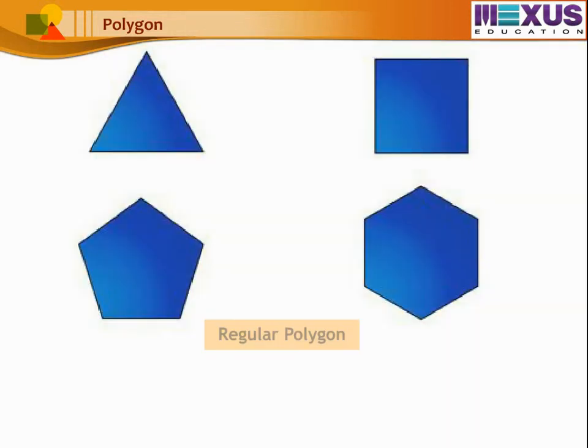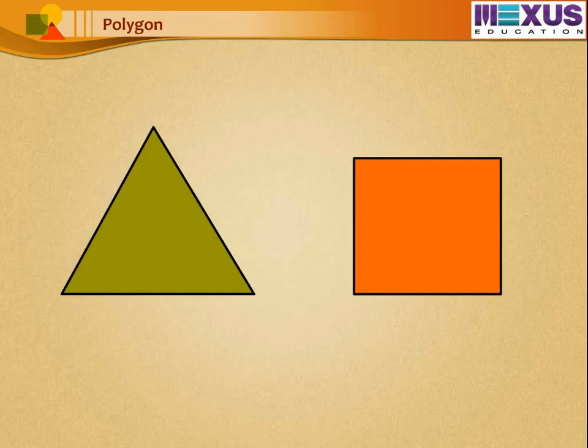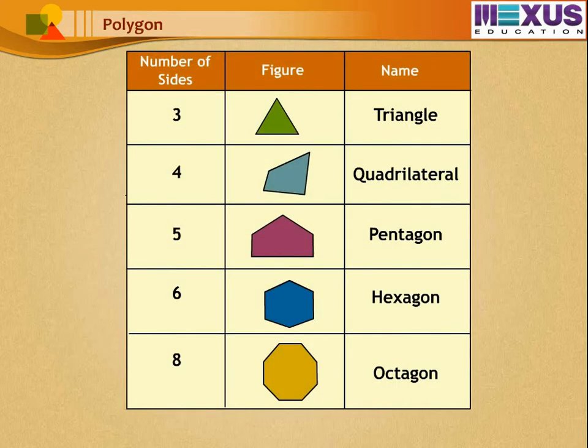Let us learn about regular polygon. If all angles are equal and all sides are equal, then it is regular polygon. For example, equilateral triangle and square are regular polygon. Let us see the various types of polygon and its side.